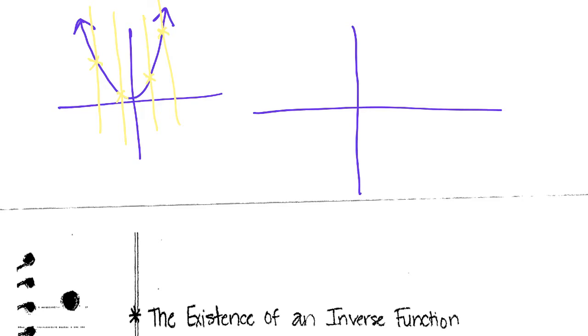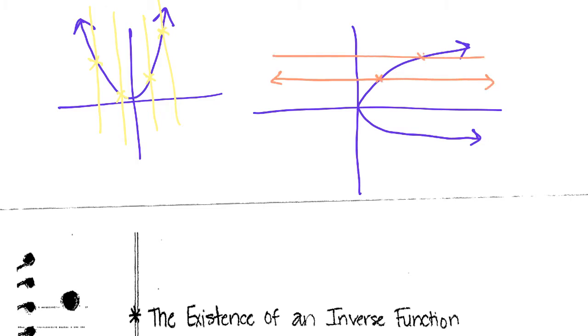If I graph a sideways parabola and use the horizontal line test, it is going to work. It only touches one place. But if I look over here on the left at this parabola and use the horizontal line test, it is going to fail because it touches two places. So I know that this parabola does not have an inverse.